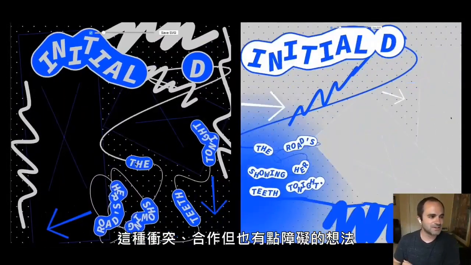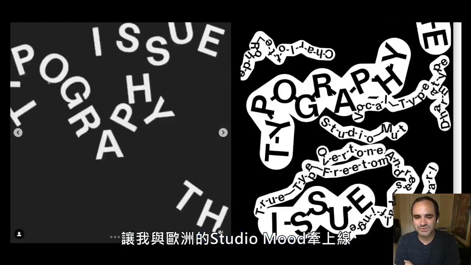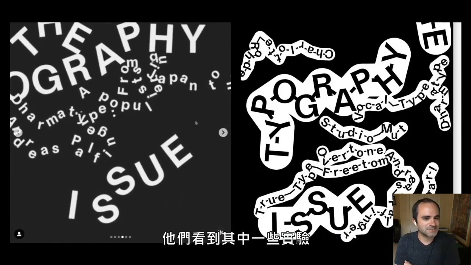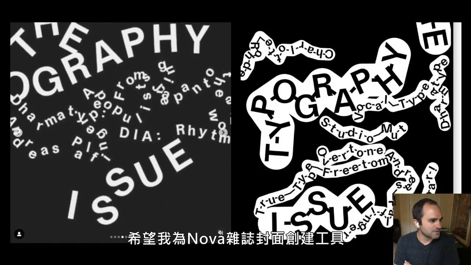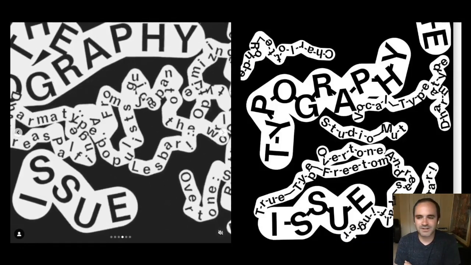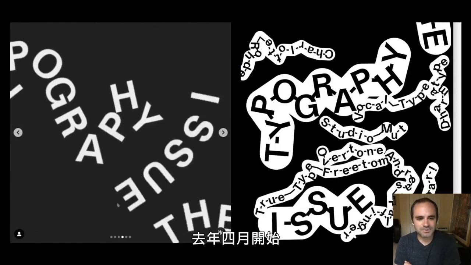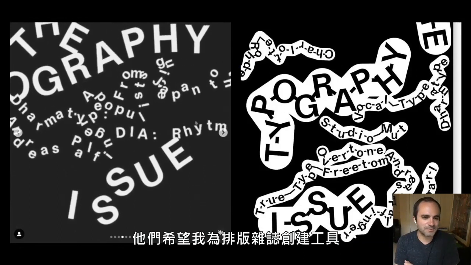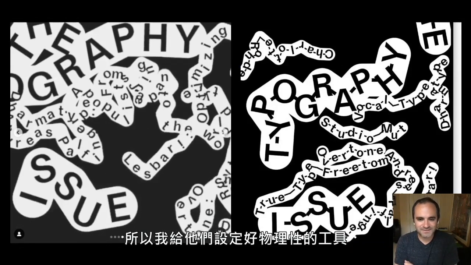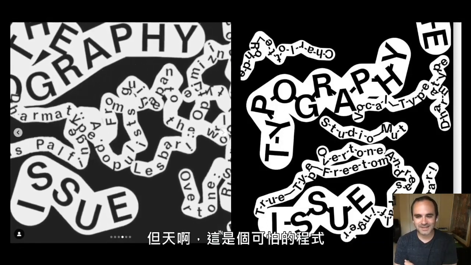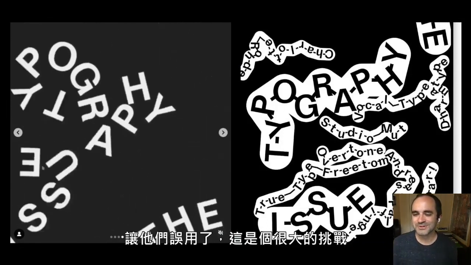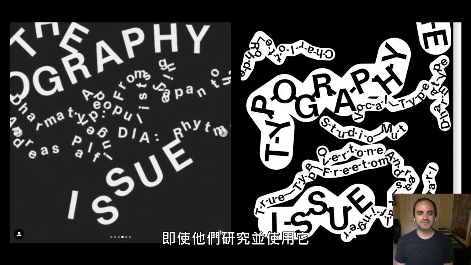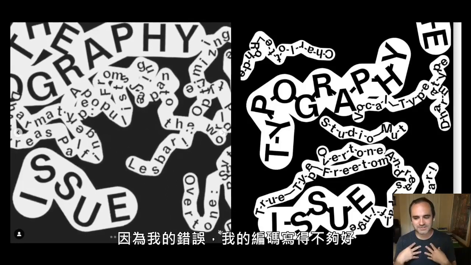And this idea of conflicting, collaborating, but also becoming a bit of an obstacle led me to this relationship with Studio Moot over in Europe. They saw some of these experiments and wanted me to create a tool for the cover of Nova magazine, a year ago from April. They wanted me to create a tool for their typography magazine, and so I gave them one of these physics-based tools. And man, this was a terrible program for them to have used. It was such a challenge, because even as they were working on it and using it, the program would get slower and slower because of a fault of mine.